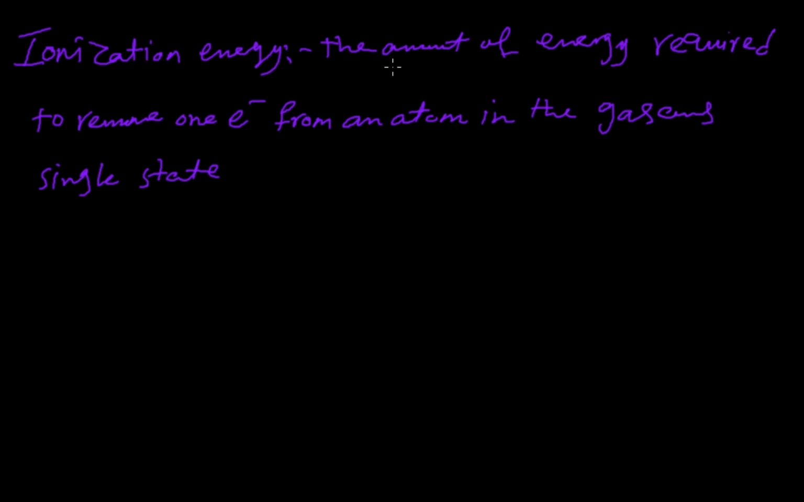In this video, we are going to discuss the difference between ionization energy and electron affinity. Ionization energy is defined as the amount of energy required to remove one electron from an atom in the gaseous state. So, we have an atom X. When we put in energy, this gives us the cation plus an electron, but X has to be in the gaseous state.